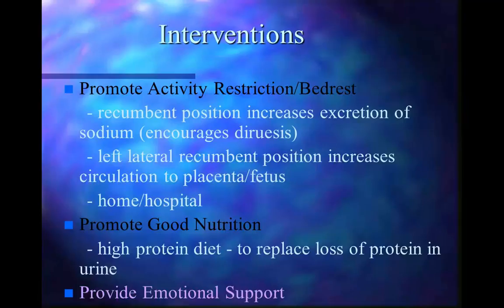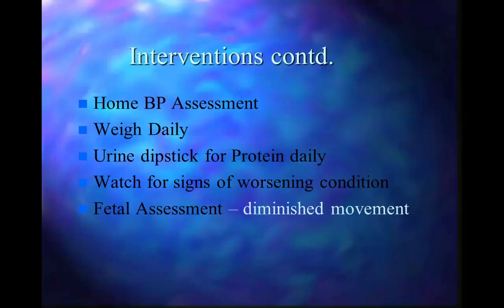We want to promote good nutrition. She needs a high protein diet. And even though she's got renal involvement, this would go against the normal, usual diet with kidney problems, because she's losing so much protein in her urine. She needs a high protein diet to replace it. And then she needs good emotional support. So we're going to be attempting to provide that and helping the family to do so.